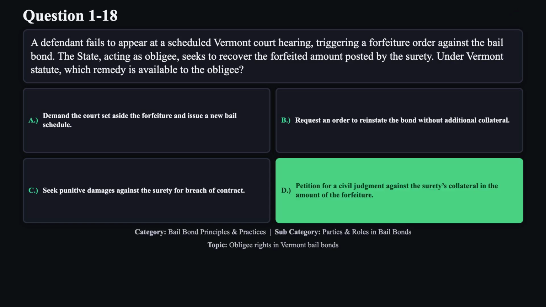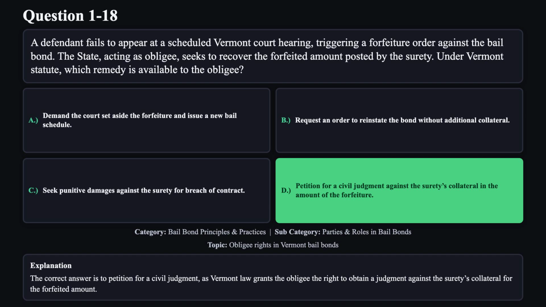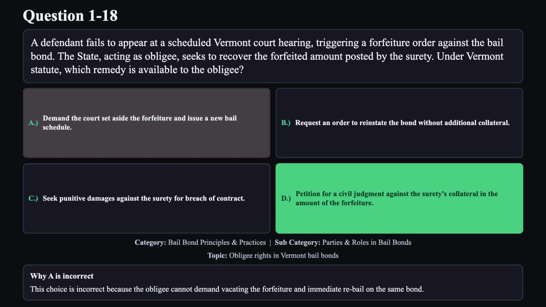The correct answer is D. The correct answer is to petition for a civil judgment, as Vermont law grants the obligé the right to obtain a judgment against the surety's collateral for the forfeited amount. Reason A is not correct. This choice is incorrect because the obligé cannot demand vacating the forfeiture and immediate rebail on the same bond.